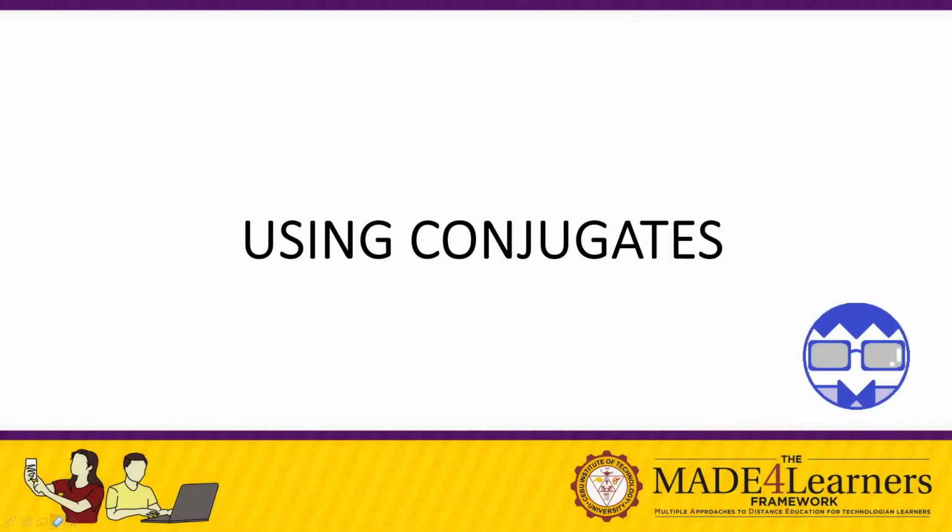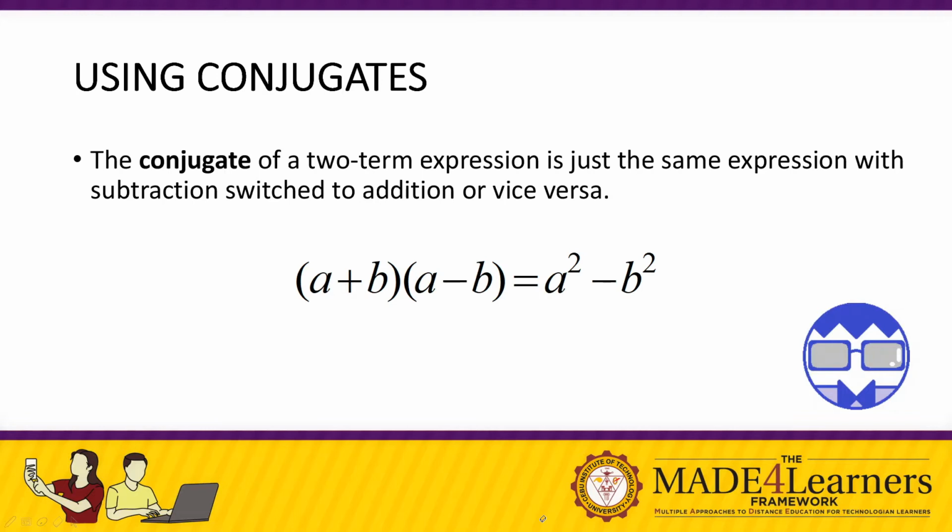So we're done with factoring, the first method in finding the value of an indeterminate form. Now we have using conjugate. This will be our second method. So what is a conjugate first? A conjugate of a two-term expression is just the same expression with the subtraction switched to addition or vice versa.